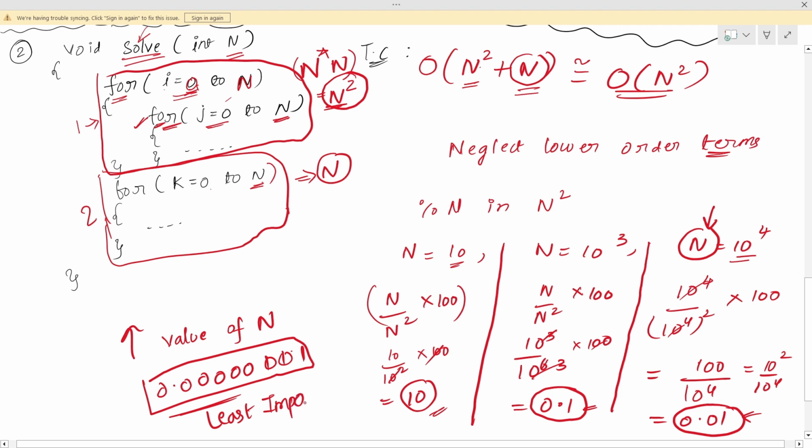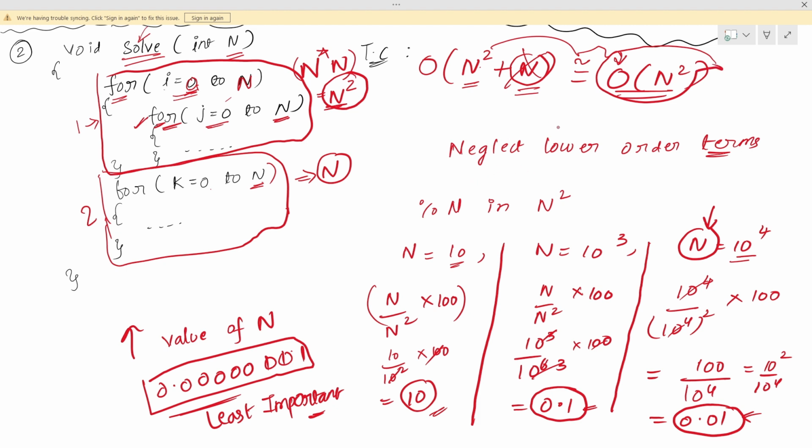That's why I'm telling we'll just neglect this n value and write it as big O of n square, so that we will get a good time complexity. So while writing any time complexity, the important thing is we need to neglect the lower order terms.